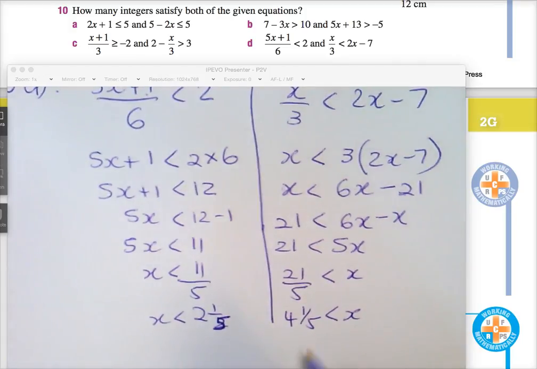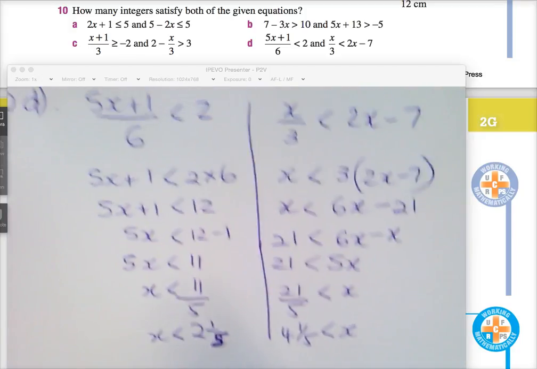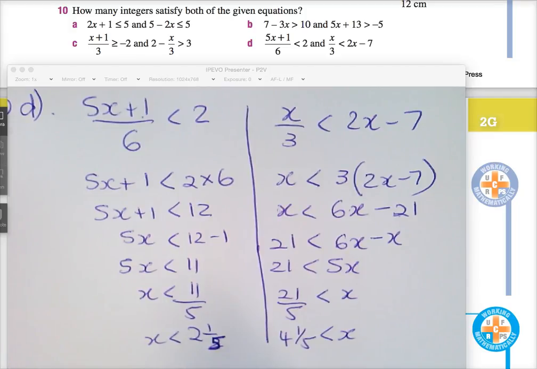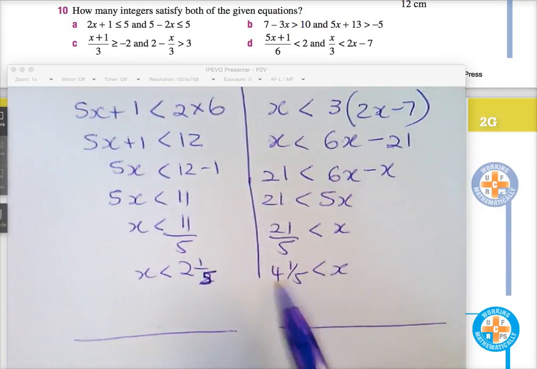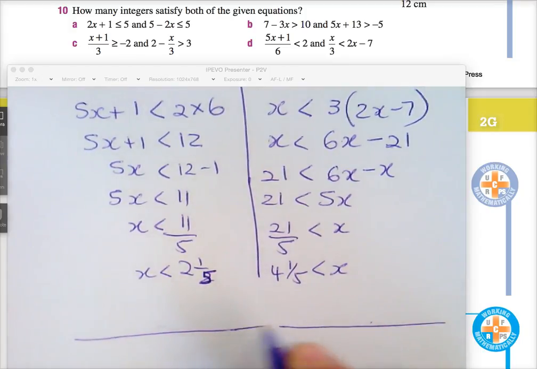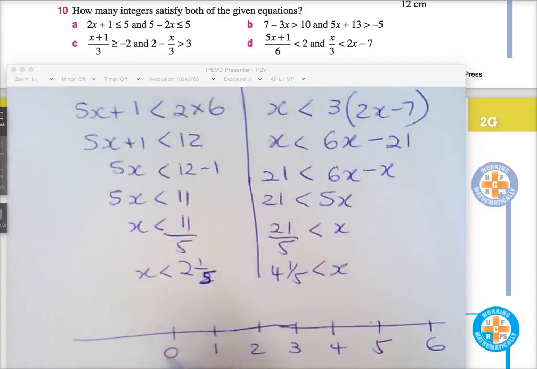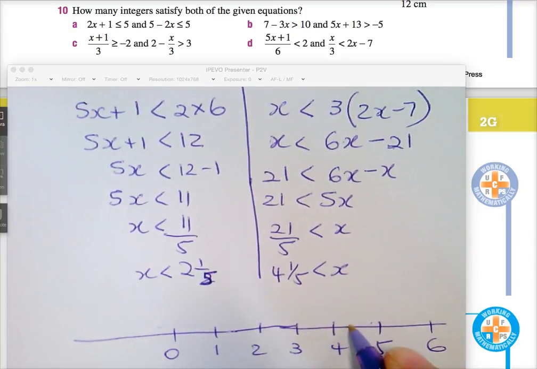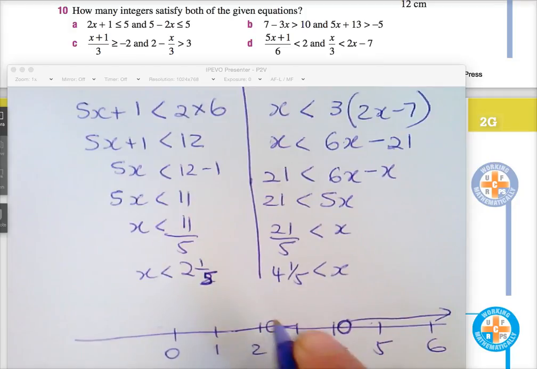Now, girls, if x is less... Oh, I can see why you're asking the question. Does this satisfy both of them? No, it doesn't. I'm going to draw the solution to both of these under here. X is greater than 4 and 1/5. Actually, I'm going to draw them on the one number line. So I've got 1, 2, 3, 4, 5, 6, 0. X is greater than 4 and 1/5 would be about here. X is bigger than that. Do you see that? And x is less than 2 and 1/5 is about here.